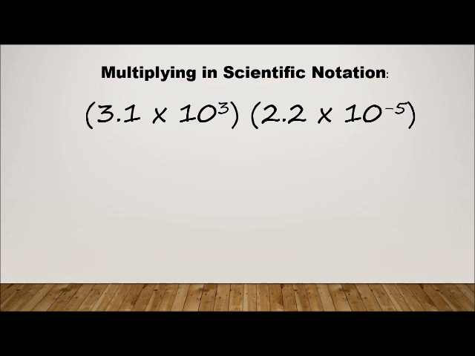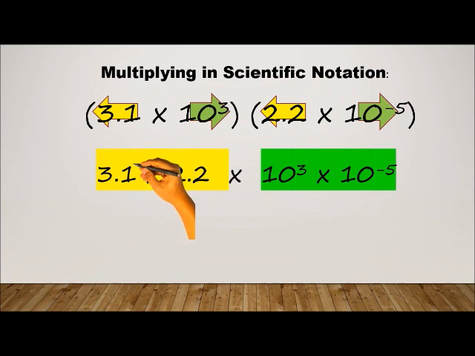The first thing that we want to do is realize that in multiplication, order does not matter. So therefore, I'm going to rearrange this problem. I'm going to take the first factors of 3.1 and 2.2 and put them together to the left, and then put my powers of 10 to the third and 10 to the negative fifth together to the right. I'm going to solve the problem 3.1 times 2.2, and then the problem 10 to the third times 10 to the negative fifth.